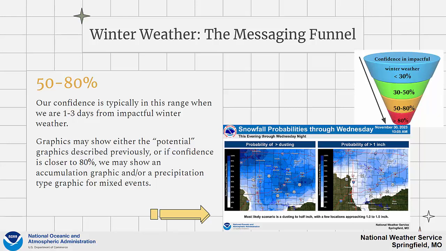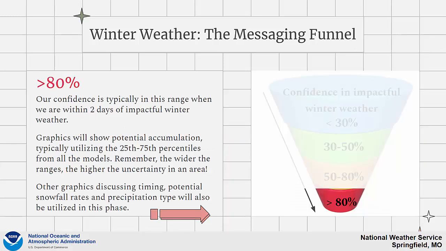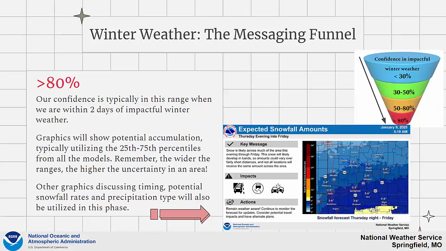It's because we still are a few days out, and we just want to show you what we're thinking, whether it's a dusting or 1 inch or 2 to 3 inches. So we'll do the probability of greater than a certain threshold. Lastly is the greater than 80%. Our confidence is typically in this range when we are within 2 days of winter weather. Graphics will show the potential accumulation.